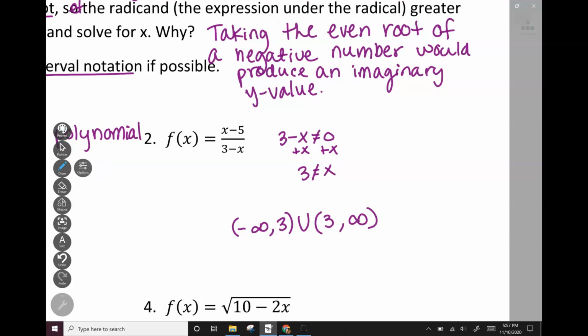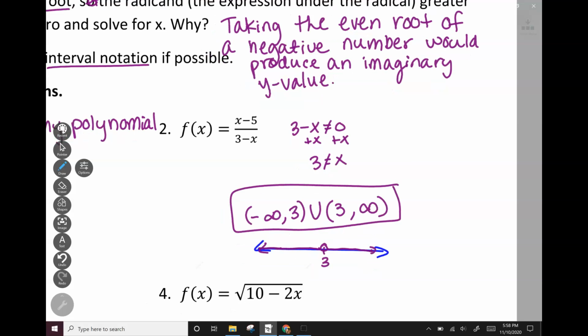So if you're wondering what just happened, let me show you on a number line. It could be any number except 3. So we have an open circle at 3 because it can be anything except 3. That means it can be 3.1. It could be 2.9, which is right before the 3. So it can be anything except the 3. So that's negative infinity to 3, parentheses because of an open circle, and then 3 to infinity. So that would be your domain, just excluding the 3.